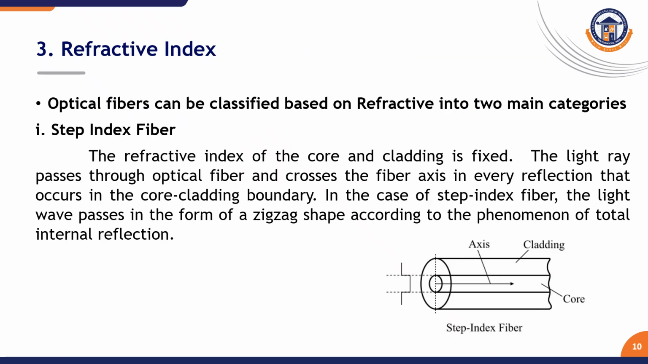The third category is the refractive index. The optical fiber can be classified based on the refractive index into two major categories. One is the step index fiber. The refractive index of the core and cladding is fixed. The light ray passes through the optical fiber and crosses the fiber axis in every reflection that occurs at the core cladding boundary. In the case of step index fiber, the light wave passes in a zigzag shape according to the phenomenon of total internal reflection.